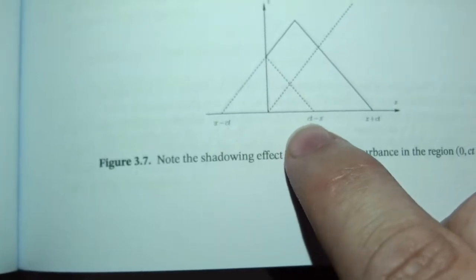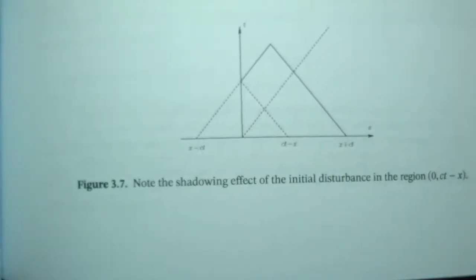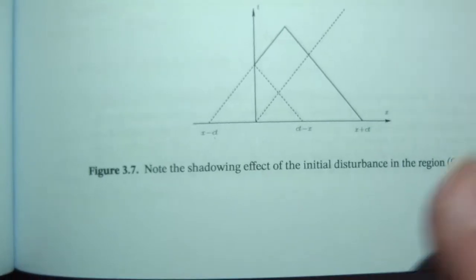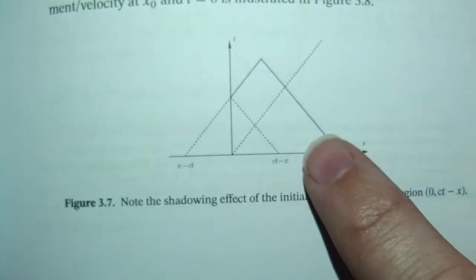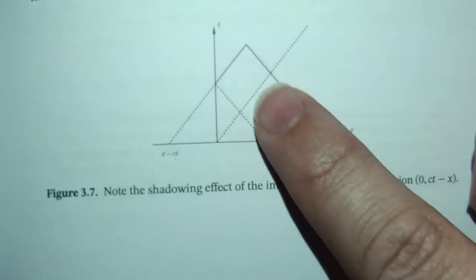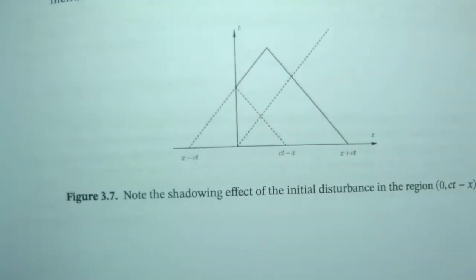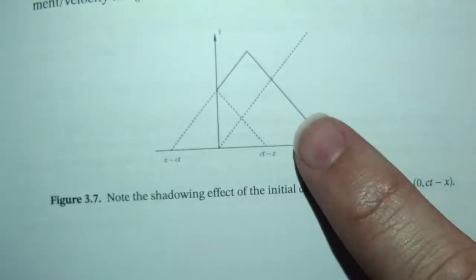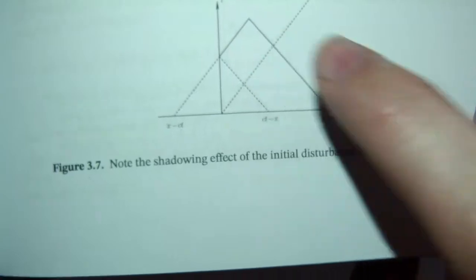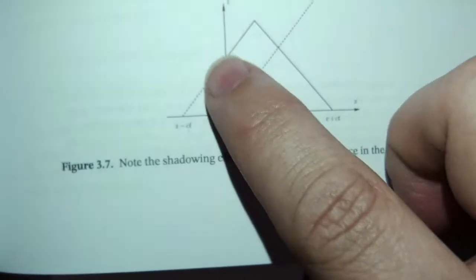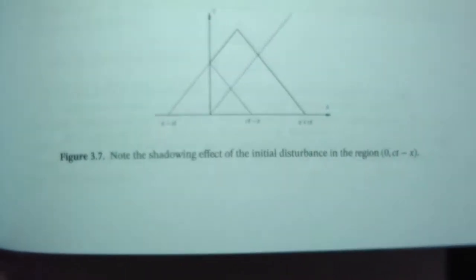From 0 to ct minus x, I don't need. They're irrelevant. All I need are values between ct minus x and x plus ct in this weird shape. Okay? So my domain of dependence is this region. This little lower triangle here has been entirely snipped out. I don't need those points.